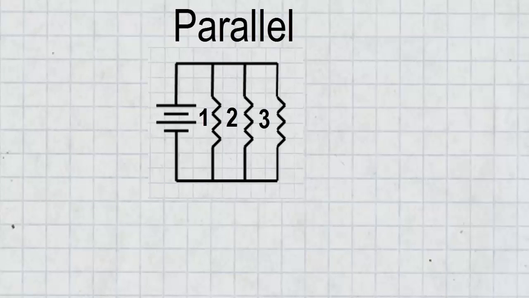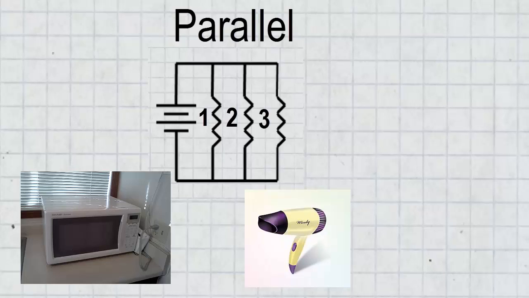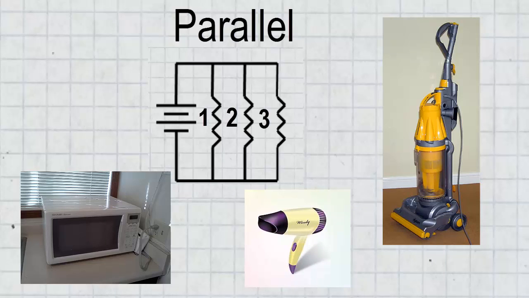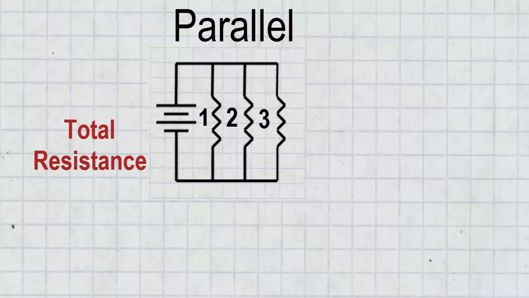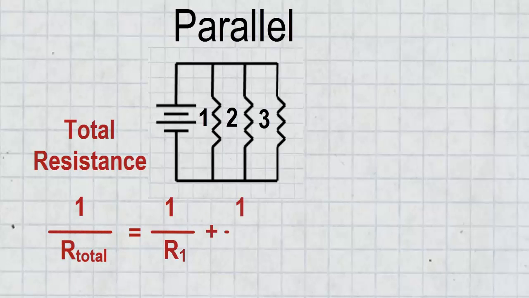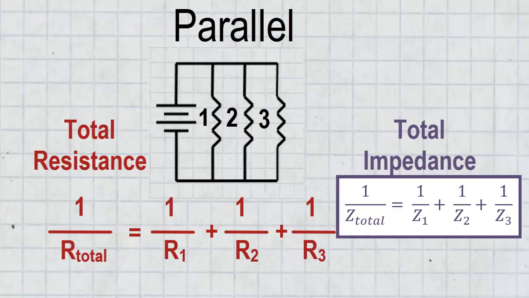This is why you trip a circuit breaker when you turn on a microwave, hairdryer, and vacuum all at the same time. Turning on each device connects it to the parallel circuit in your home, decreasing the overall resistance and increasing the current. A circuit breaker trips to prevent a fire. The total resistance of a parallel circuit can be calculated using the formula 1 over resistance total equals 1 over resistance of resistor 1 plus 1 over resistance of resistor 2 plus 1 over resistance of resistor 3. Once again, the math for impedance is identical to that of resistance.